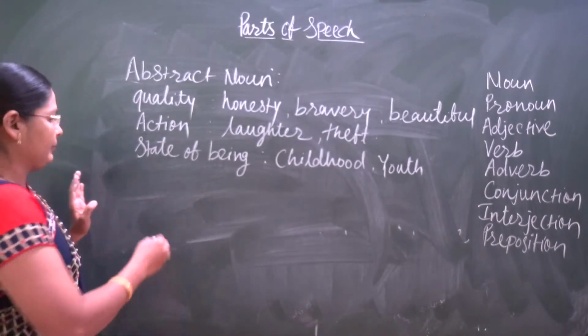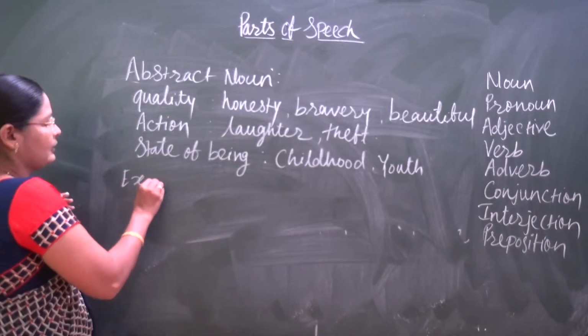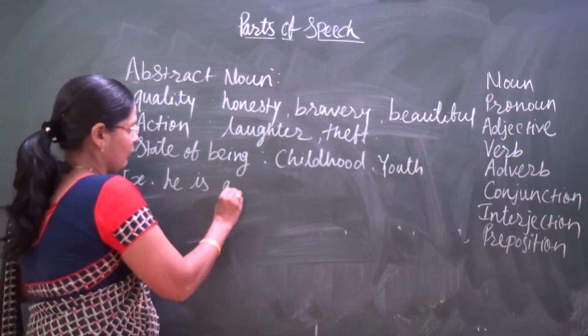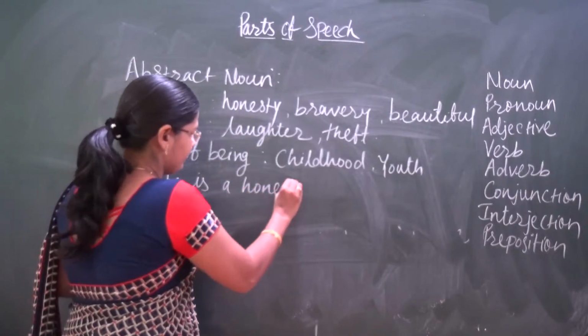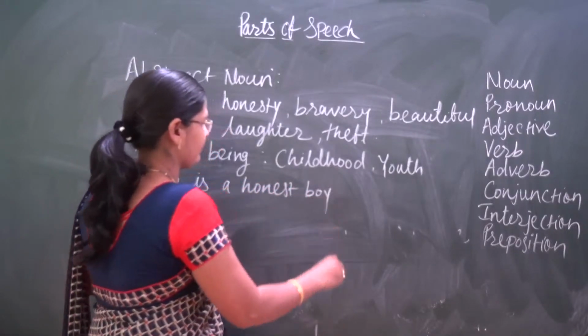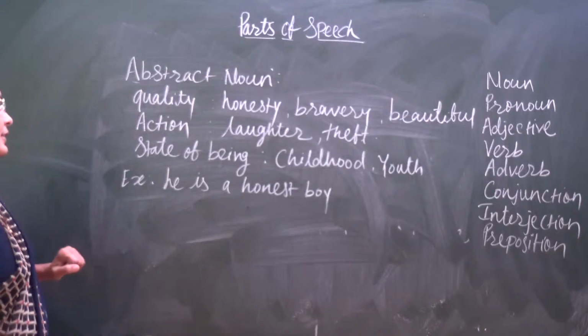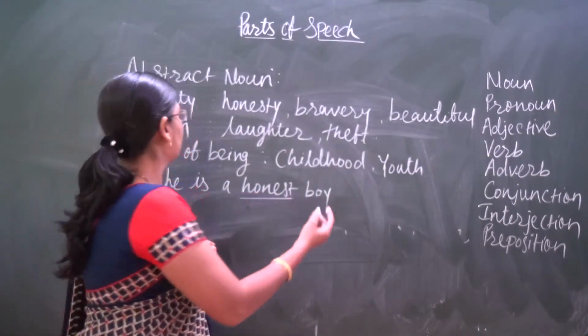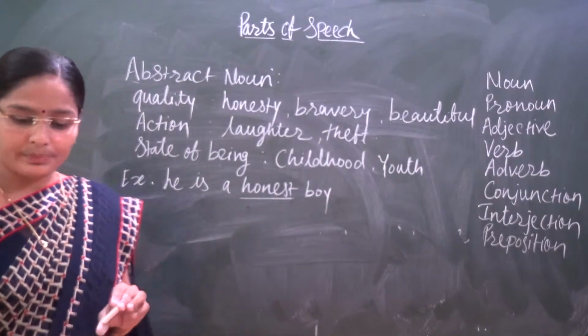For example, he is an honest boy. So honest is an abstract noun.